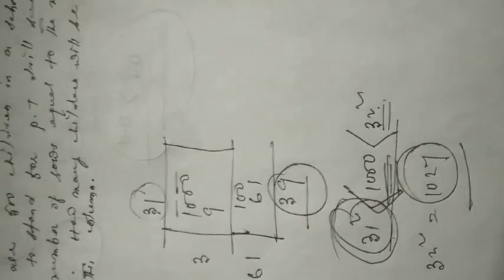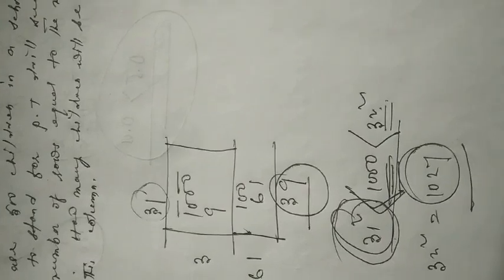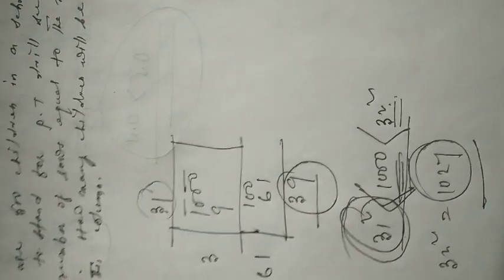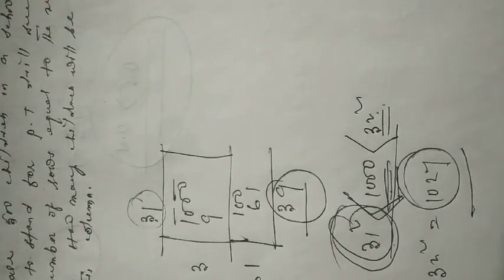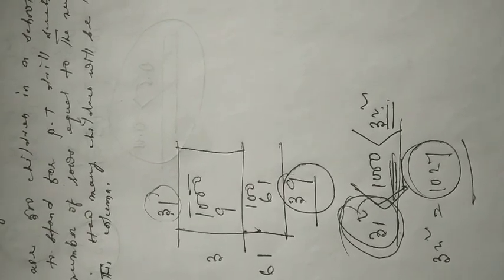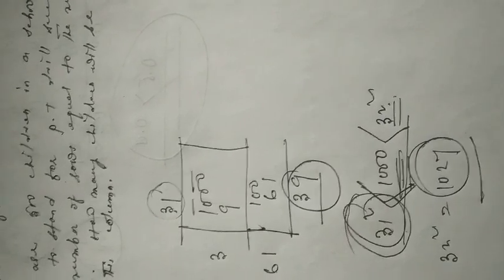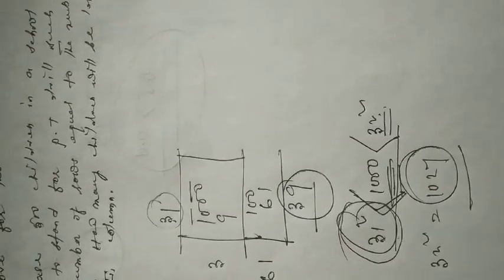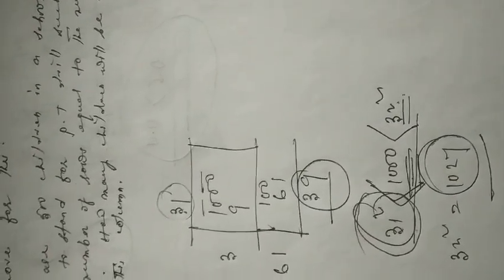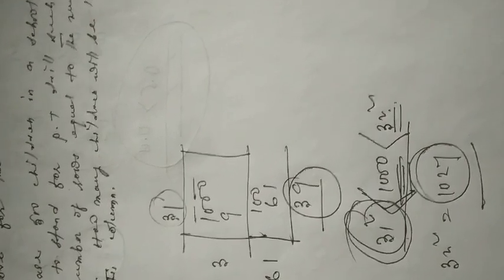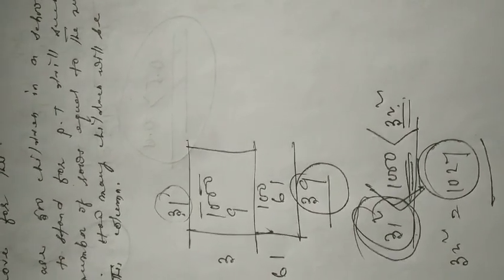Again, 32 square is 1024. It's a perfect square. So I have got the number 1000, and the next square number is 1024, which is 32 square. What is the difference between 1000 and 1024? The difference is 24.